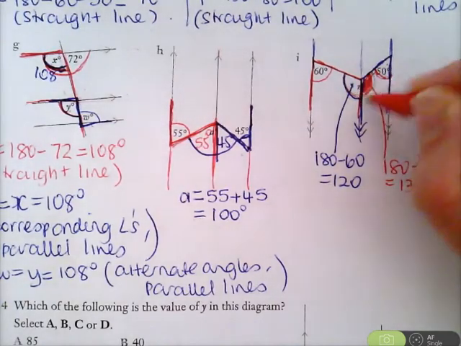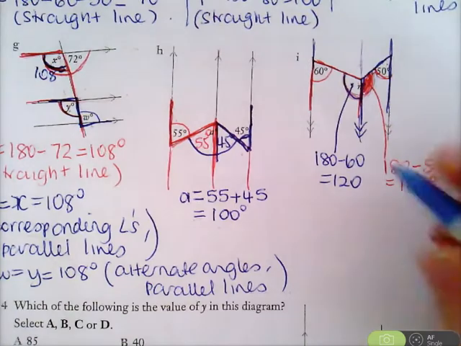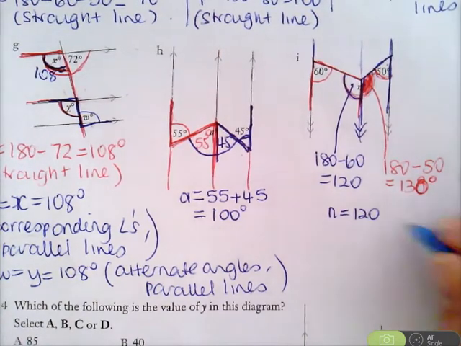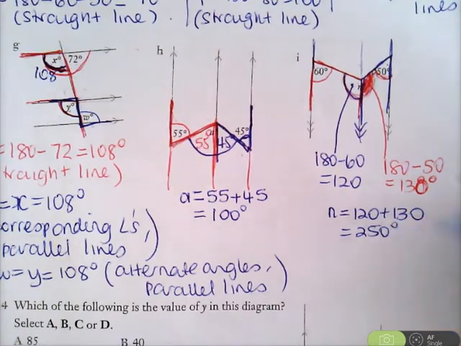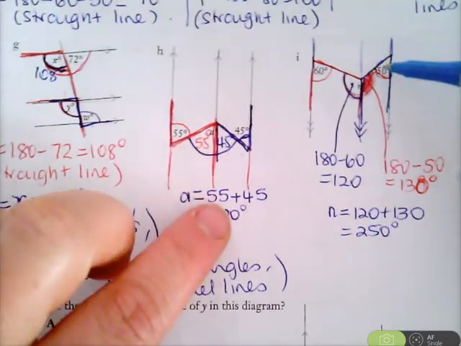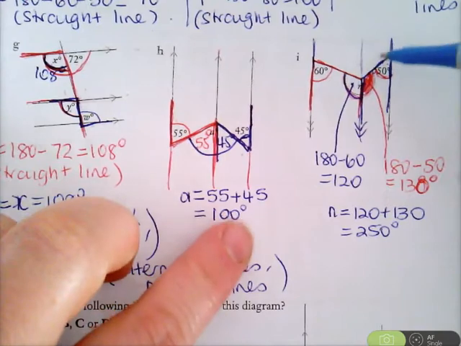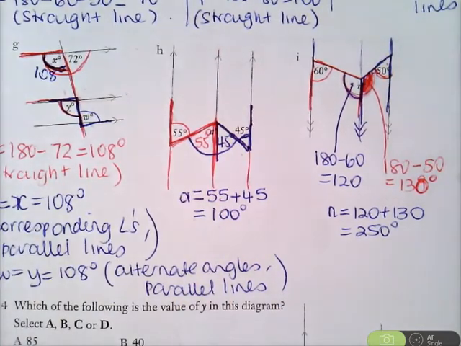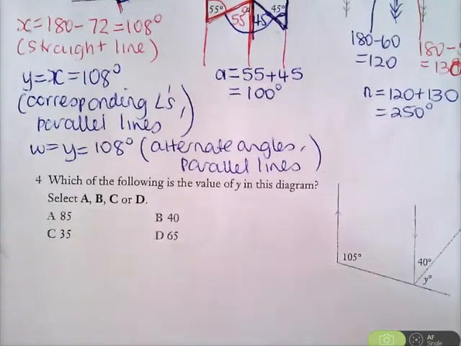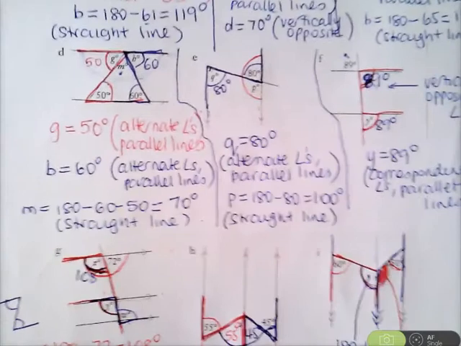So therefore N, which is the whole thing, is 120 plus 130, which is 250. Now girls, these are a level 5, like a really hard type question. So if you're struggling with those, don't worry about that too much, okay? And all these other questions that I just did on this page are like level 4s, all right?